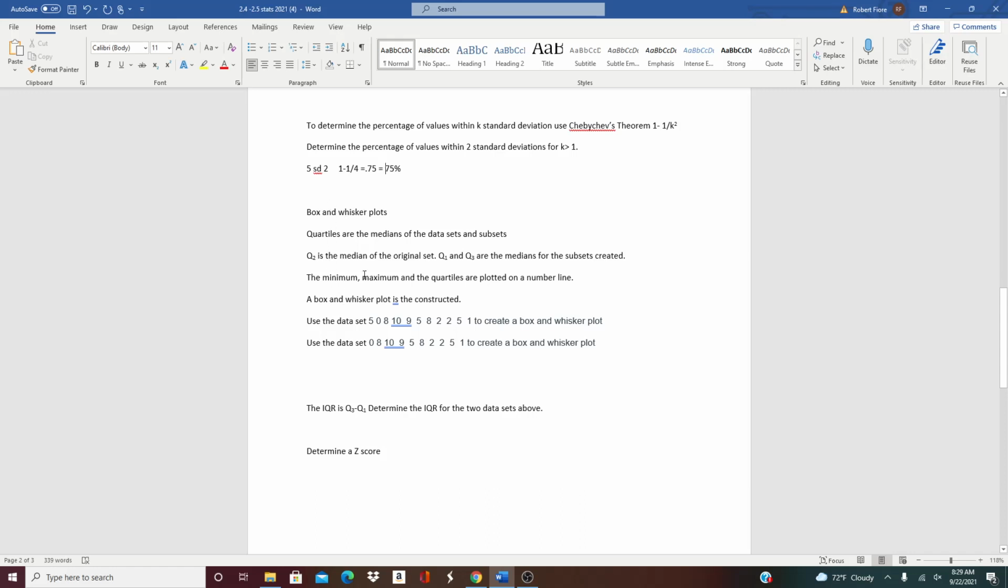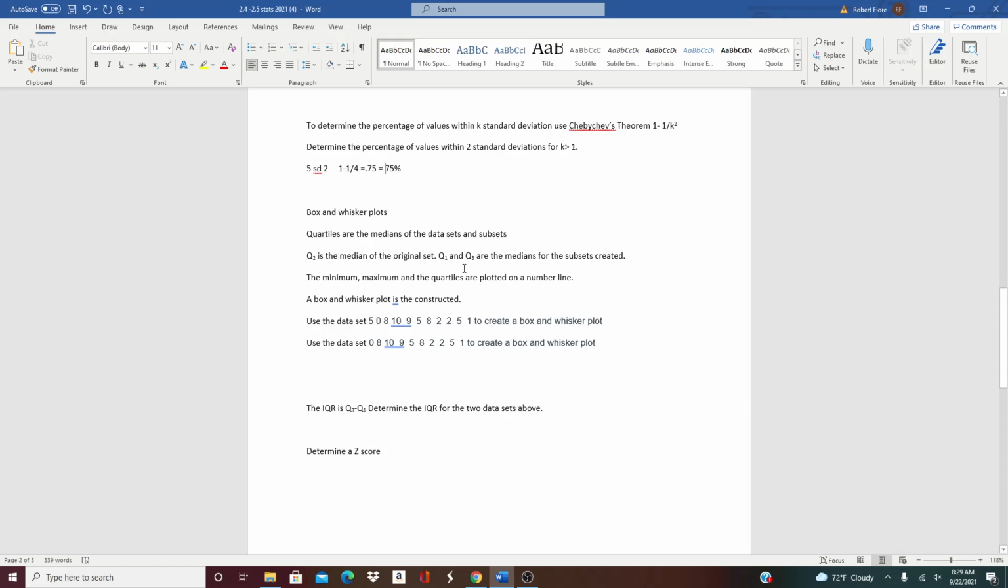The box and whisker plot is based on breaking your values up into things called quartiles, which represents 25% of your data set. We're going to take a look at this by first having sets of data and talk about how to find a box and whisker plot.